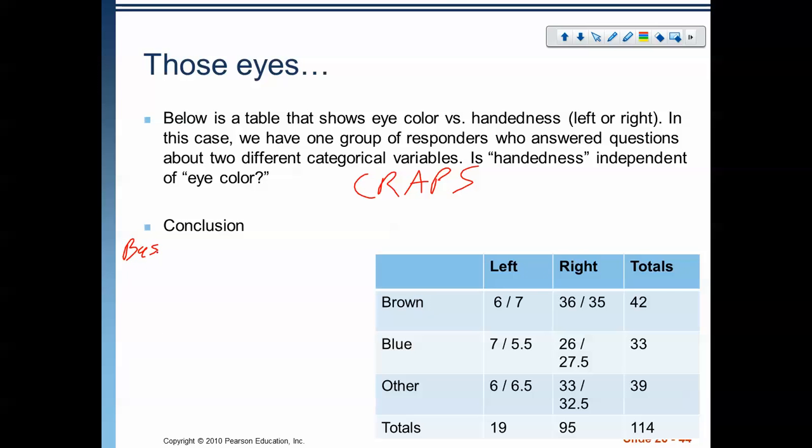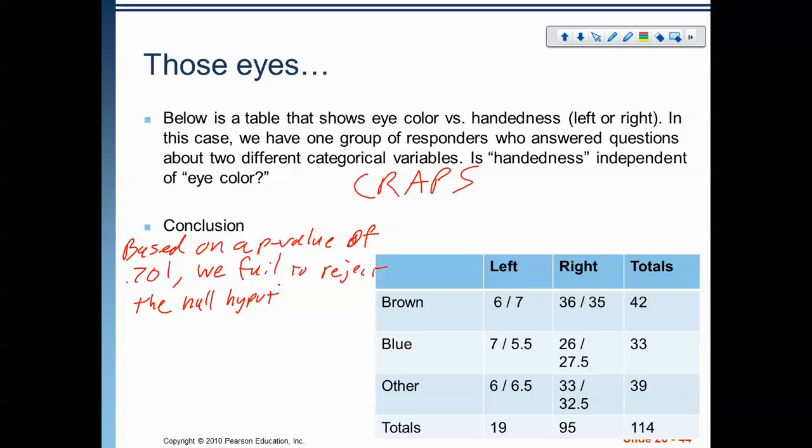based on a p-value of 0.701, we fail to reject the null hypothesis at the 0.05 alpha level. So that takes care of my reject or fail to reject, my assumed significance, and my stated p-value. Let's make sure we give a sentence about context now.